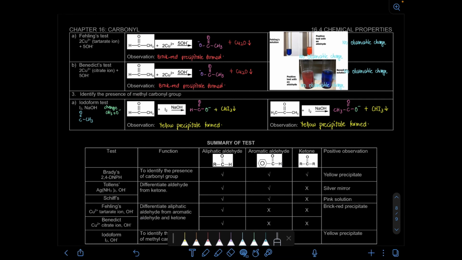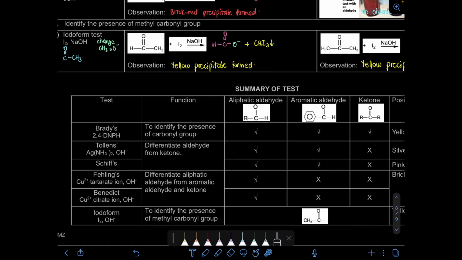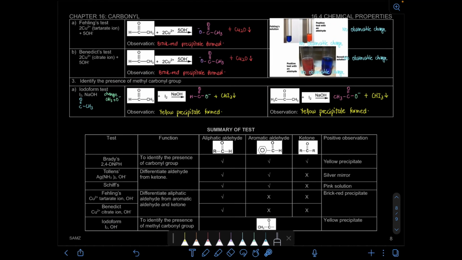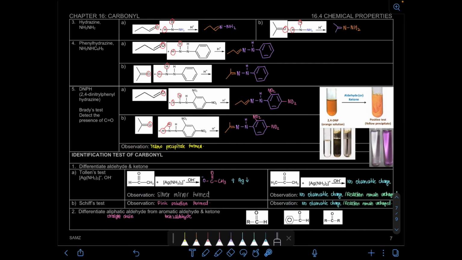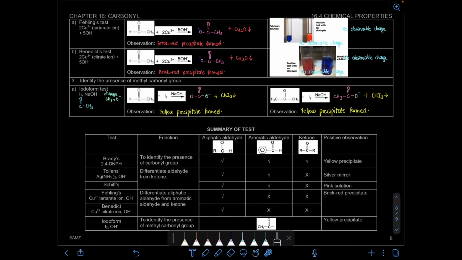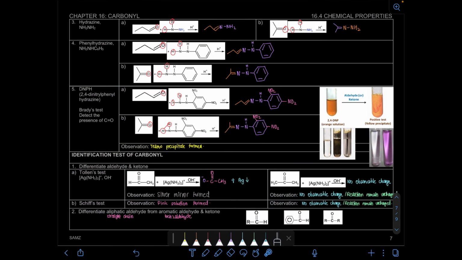So for the test of carbonyl ni banyak sikit, tapi sebenarnya mostly dia sama sahaja function dia. Okay, again just for summary, Brady test untuk identify presence of carbonyl group. Okay, so untuk semua aliphatic, aromatic aldehyde, ketone dia akan form yellow precipitate. So this is actually the reaction. Okay, kalau Tollen dengan Schiff to differentiate aldehyde from ketone, be it aliphatic ke aromatic ke tak kisah. Kalau untuk Tollen akan form silver mirror, untuk Schiff akan form pink. So this is actually your Tollen test. This one is your Schiff test.